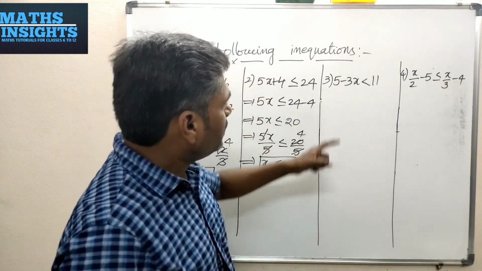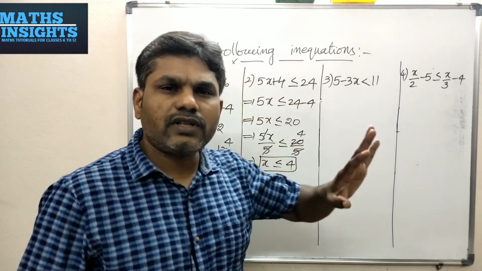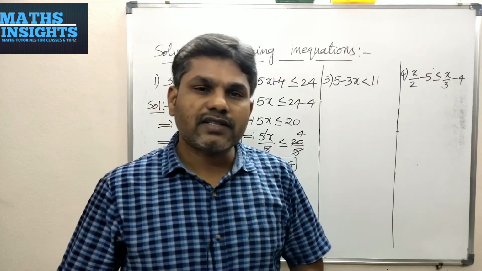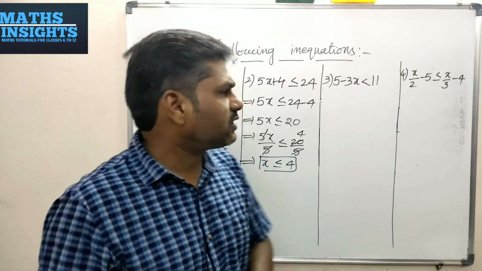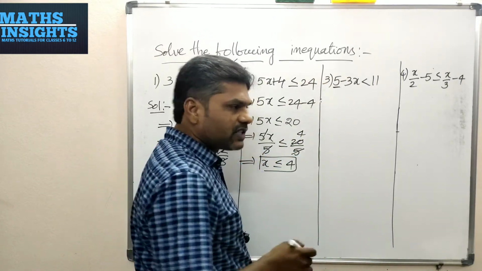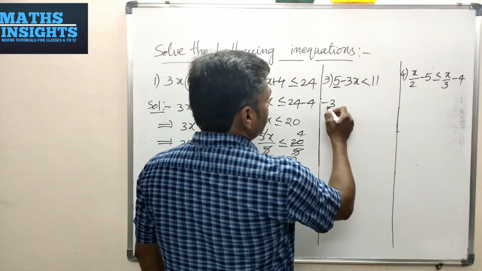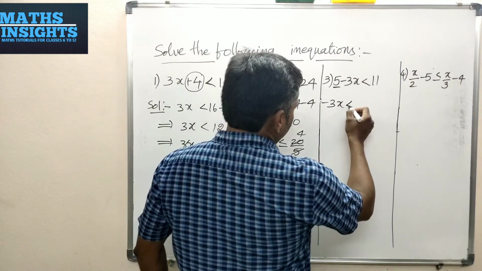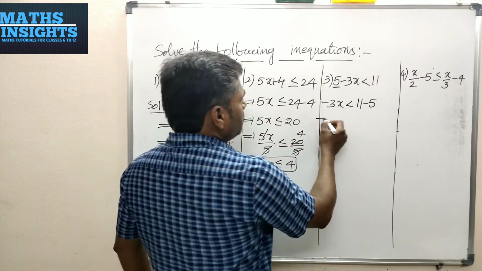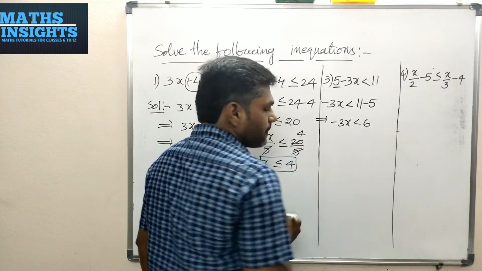In this case, minus 3x is there. So far you transferred the constant to the other side. When it is plus, it becomes minus. When it is minus, it will become plus. Here, minus 3x. The constant here is plus 5. So I am transferring that plus 5 to the other side. I will remain with minus 3x less than 11 minus 5. That implies minus 3x less than, see, this is 6.